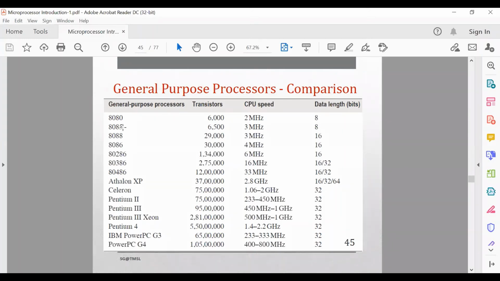And it has much more speed compared to the previous microprocessor 8080. And why so? Because the frequency has been changed, and if the frequency has been changed, the time required to execute an instruction will be changed.